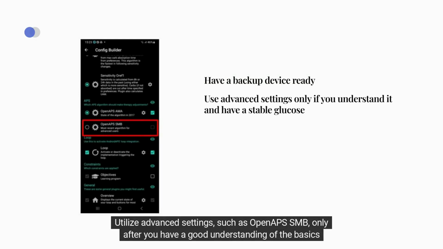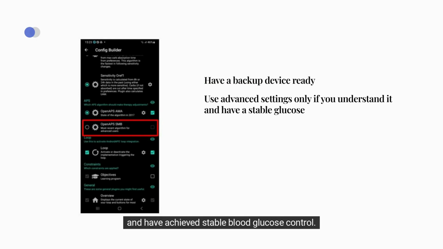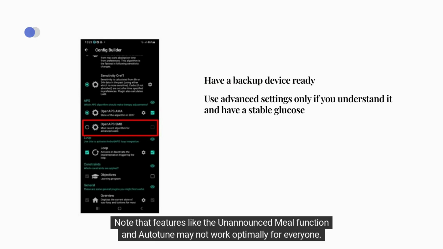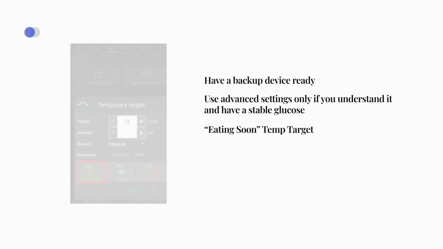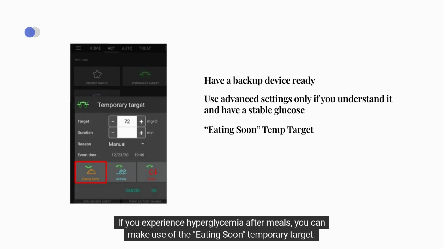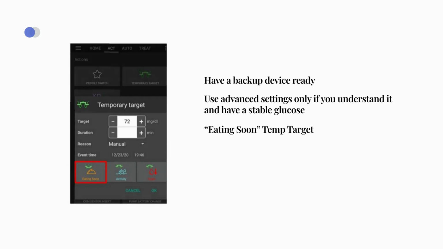Utilize advanced settings such as OpenAPS SMB only after you have a good understanding of the basics and have achieved stable blood glucose control. Note that features like the unannounced meal function and auto-tune may not work optimally for everyone. If you experience hyperglycemia after meals, you can make use of the Eating Soon temporary target. This feature helps you proactively address high blood sugar levels in preparation for upcoming meals.